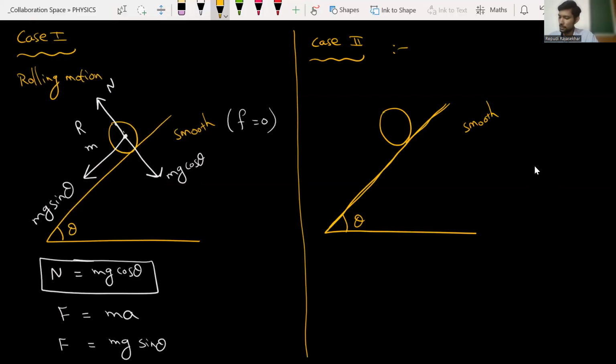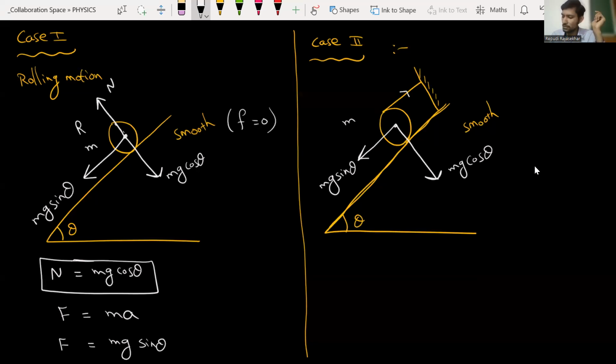But this time, the object is connected with the help of a string to a support on the inclined plane. The mass of the object is m. We already know we can resolve the weight into components: perpendicular to the incline is mg cos theta, along the incline is mg sin theta, right? Now, since a string is connected, tension force is also acting, so tension is T. The surface is smooth.